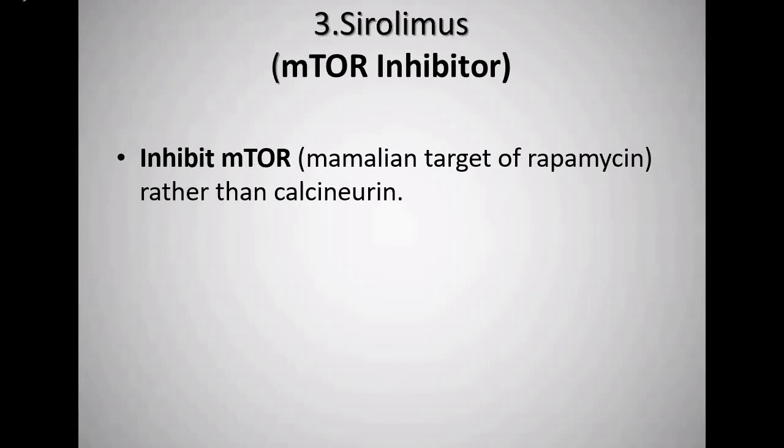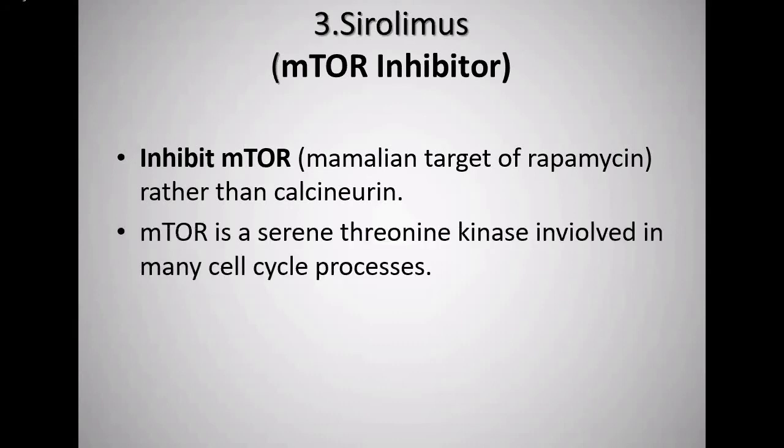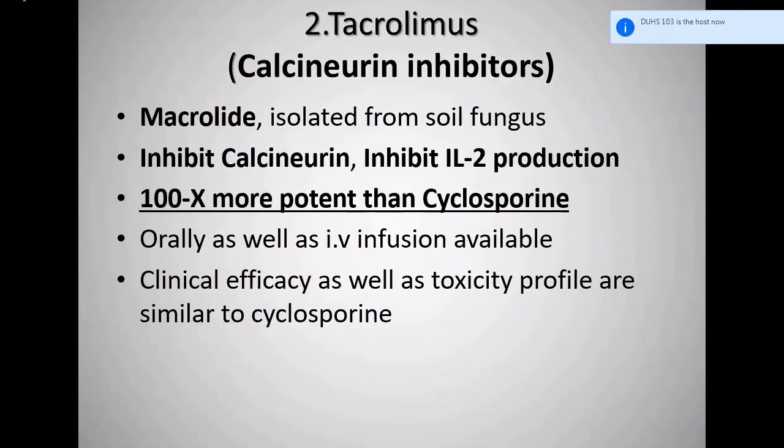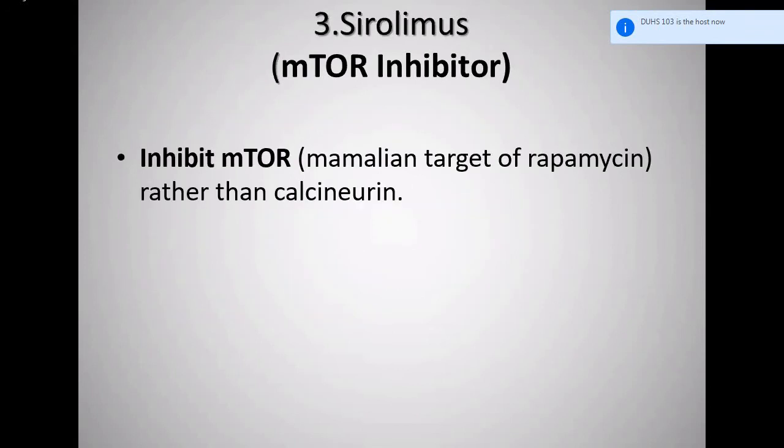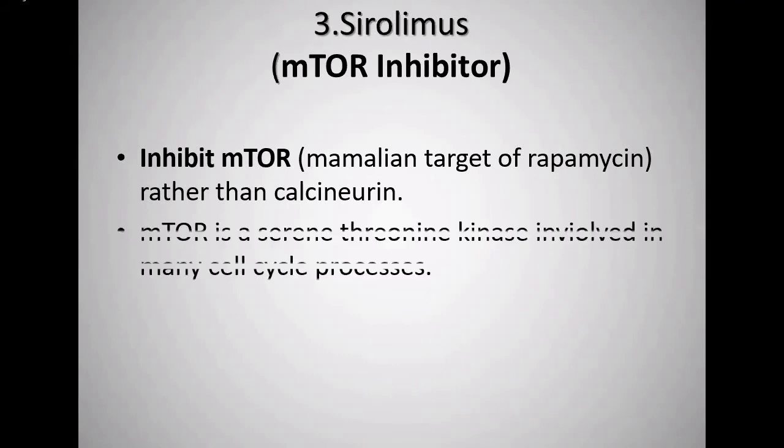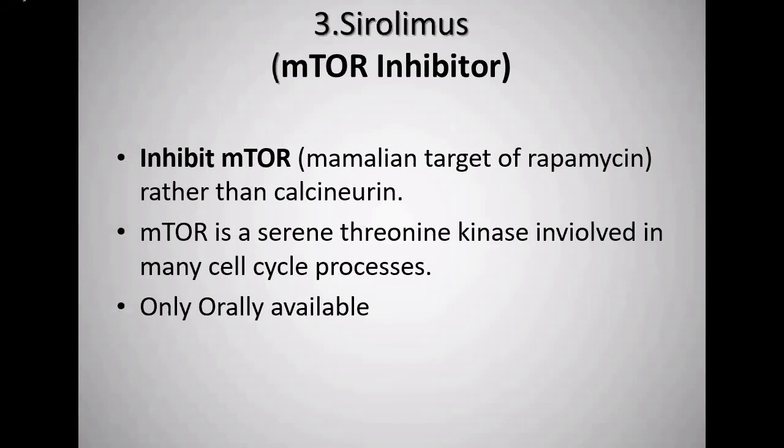So the first two drugs we discussed, cyclosporine and tacrolimus, are calcineurin inhibitors. Sirolimus is a T cell inhibitor, but it is an mTOR, mammalian target of rapamycin, inhibitor. mTOR is a serine kinase involved in many cell cycles. This is the detail of mTOR. It's an enzyme or protein, you may say.